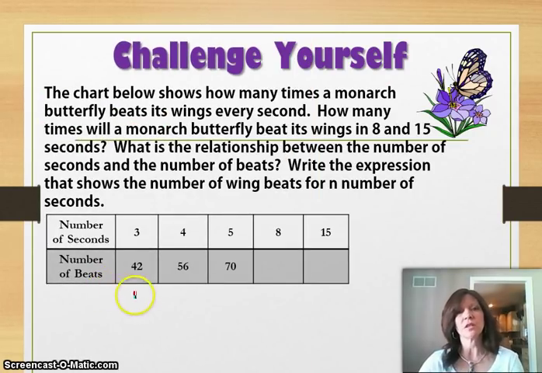All right, let's look at a challenge problem for tonight. The chart below shows how many times a monarch butterfly beats its wings every second. How many times will a monarch butterfly beat its wings in 8 and 15 seconds? What is the relationship between the number of seconds and the number of beats? Write the expression that shows the number of wing beats for n number of seconds. So n is the variable you're going to use. So here is your chart I want you to complete, and then you need to answer the questions that it's asking you for. Put these answers into your journal and bring your answer tomorrow for your teacher to check.